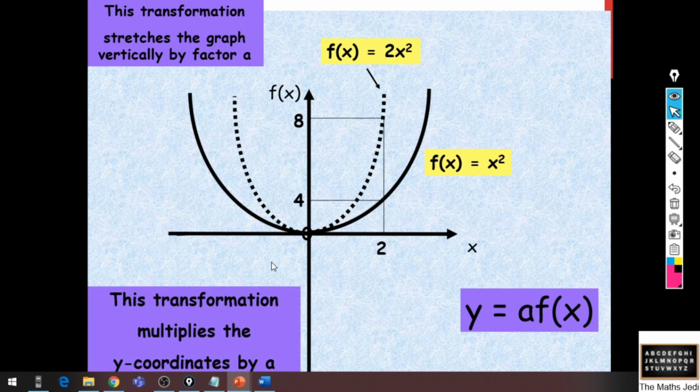The other way of thinking about it is that it multiplies the y coordinates by a. That's something I used to tell GCSE candidates because it was useful for them to know it. But just be aware, I think this is more A-level speak. It stretches the graph vertically by a factor of 2 in this case.